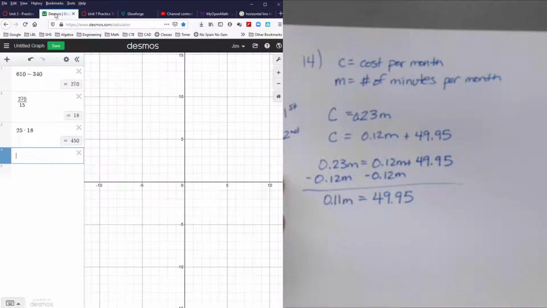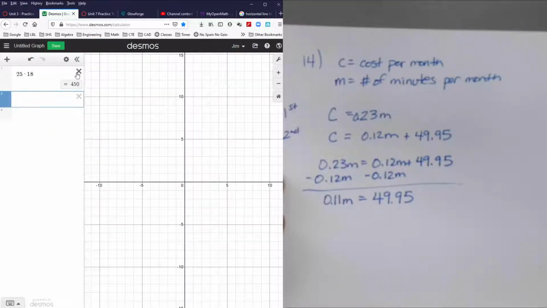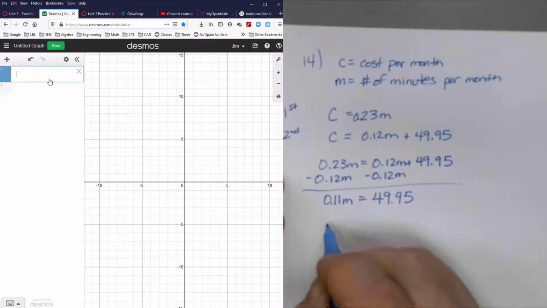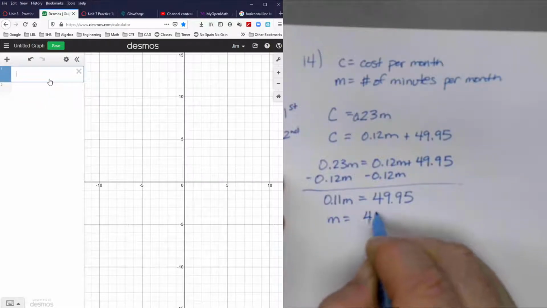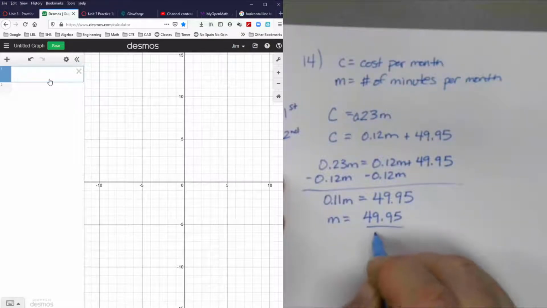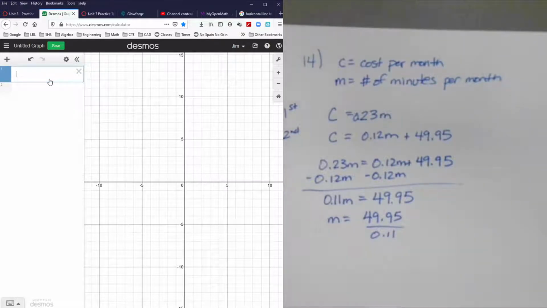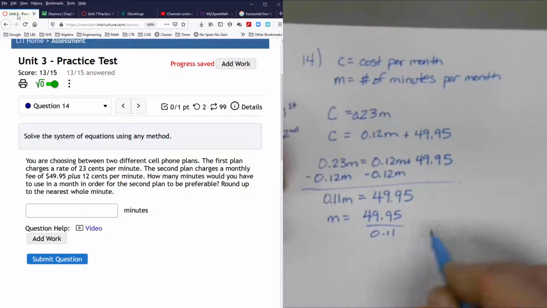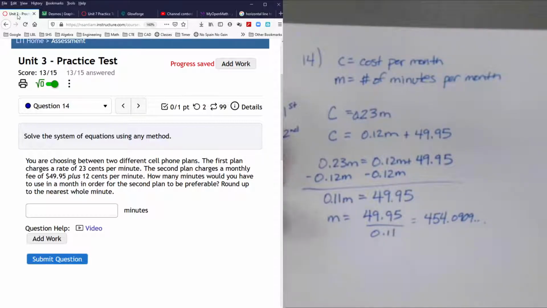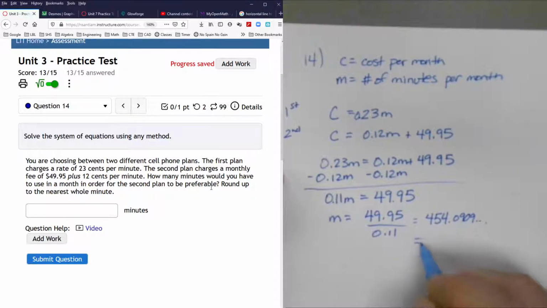I'll jump back to my calculator here, clean this up, and so the number of minutes where they'll be equal is 49.95 divided by 0.11. That gives me 454.0909. Okay, so that's it. It asks you to round to the nearest whole minute, so the nearest whole minute would be 454 minutes.